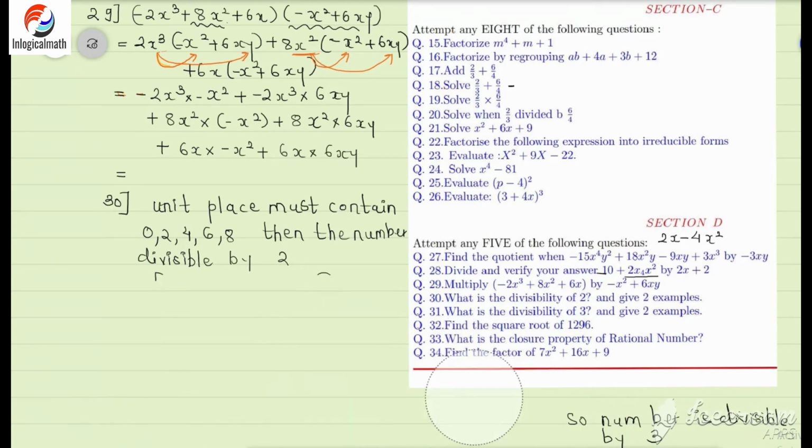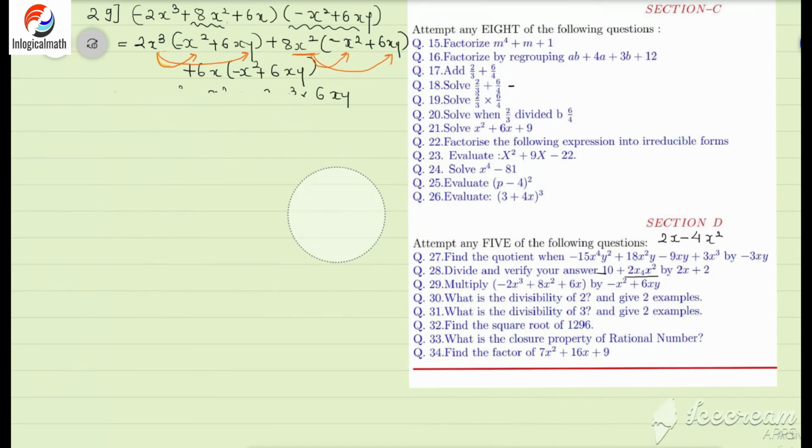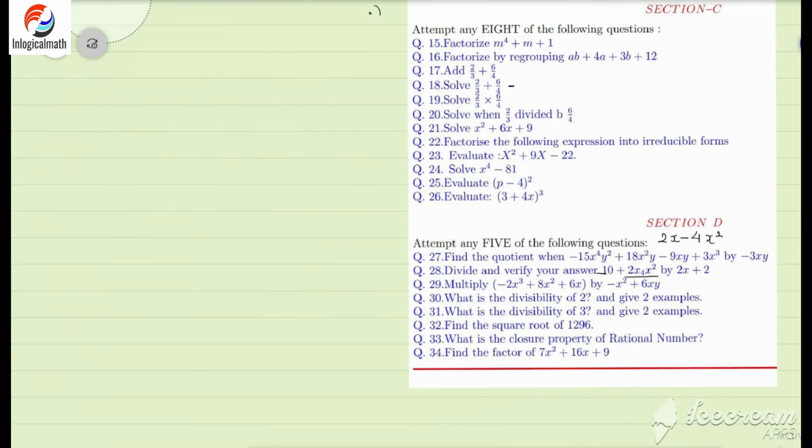For finding the square root, I already taught you the method. We just have to take the factors. I will again explain the method. So what you have to do? Question number 32: 1296. Find out the factors.